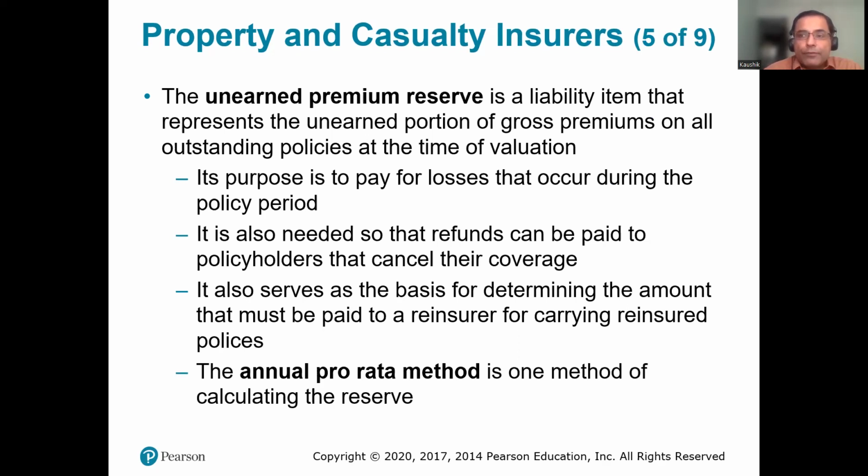So the companies have to make some allocation for the unearned premium. So it will help to pay for losses during the remaining period of the policy. It can also help to pay for refunds in case the policy holder wants to cancel the policy. And it is generally done on a pro rata method. As I mentioned, for 4 months, we assign it as earned premiums, and for the rest 8 months, we must assign it as unearned premiums.